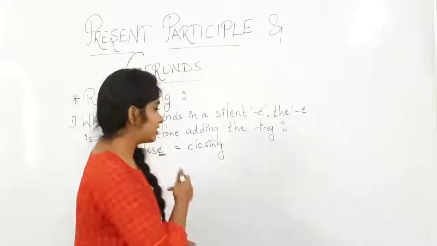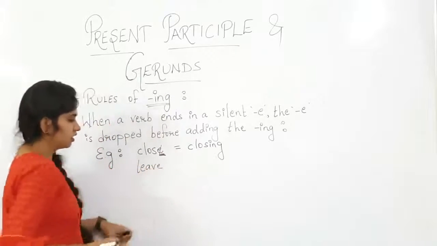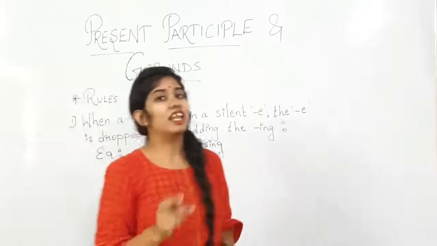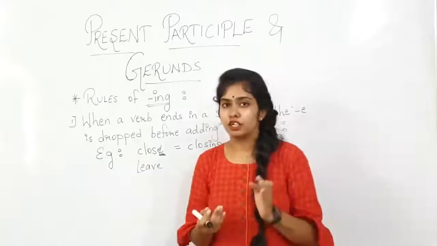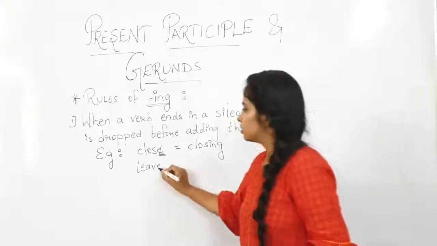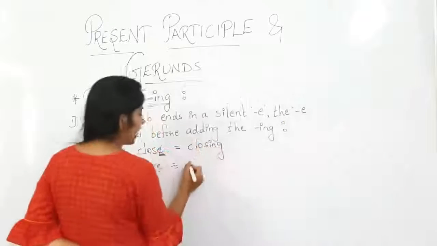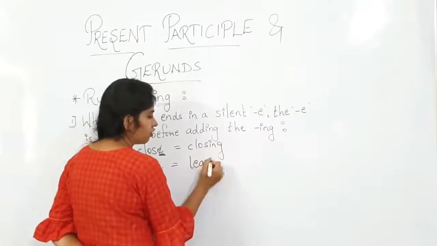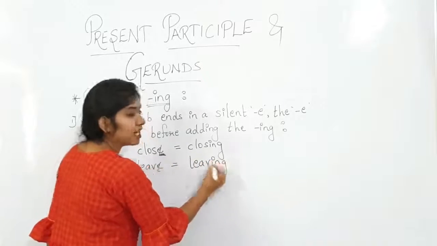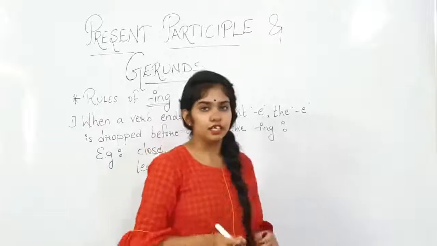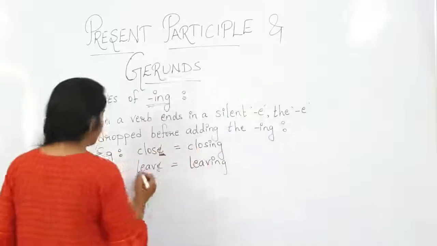Another example, let's take leave. The last sound is V. After that, no other sounds are there. So over here also the e is silent. So while adding ing, we will not write the e. We will cut the e, and instead of that, we will add ing: leaving. Then after, one more example, please.